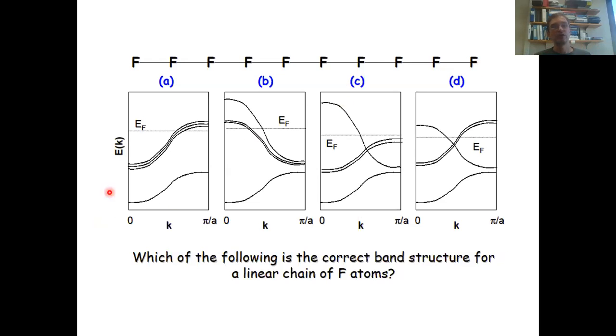Now you see here 4 different bands, and only one of the 4 band structures is the correct band structure. These 4 bands consider the 2s and the 3 2p orbitals. Can you tell me which of the 4 is the correct one based off what you have learned thus far? If you have an idea, please speak out.